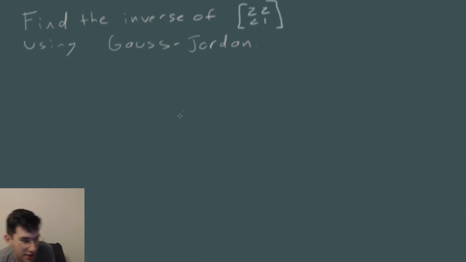All right, here's our problem. Find the inverse of this matrix, 2, 2, 2, 1, using Gauss Jordan. So what is this method? What is an inverse of a matrix first?